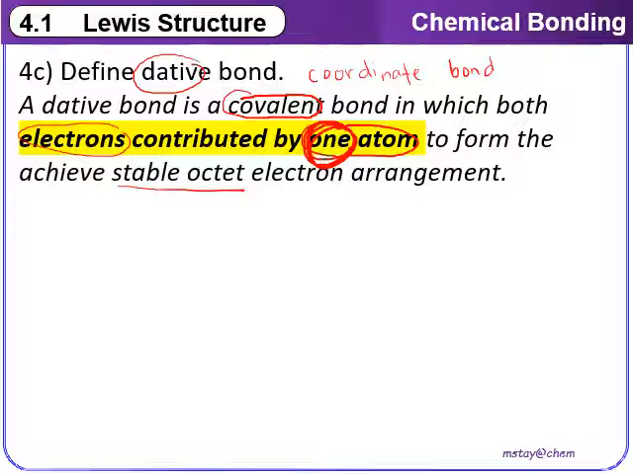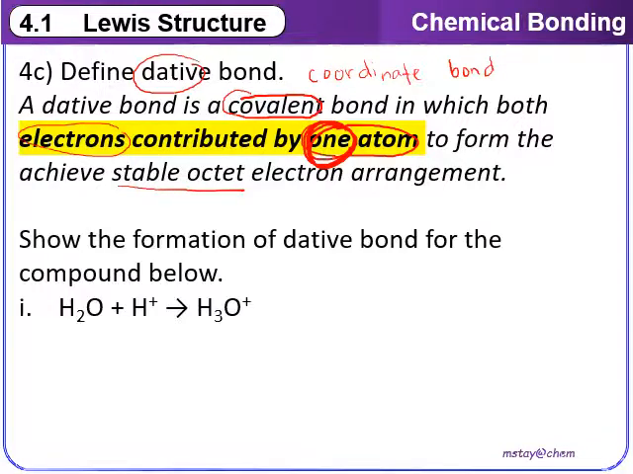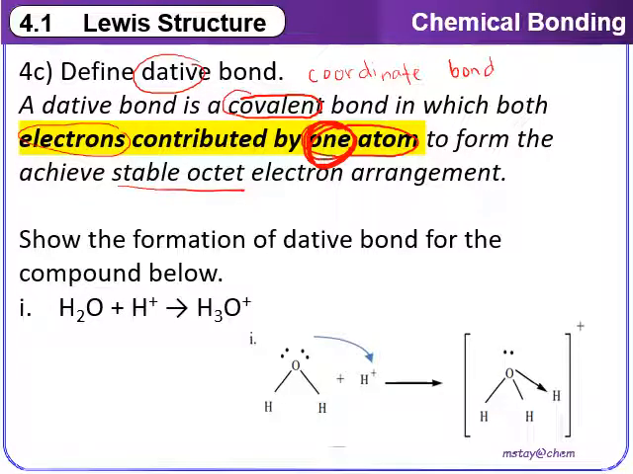Let's look at example 4C1. The question again asks us to show the formation of the dative bond. This time they didn't ask us to explain, so no wording is needed. This is the structure for H2O and then H+. As we know, H has one electron. H+ means it has already lost its electron. So at this moment, H+ does not have any electron.